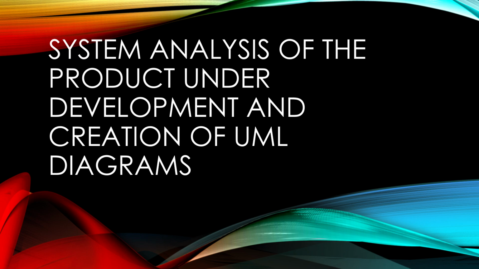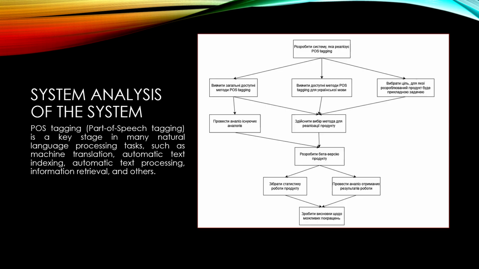So the third work is about system analysis of the product under development and creation of UML diagrams. POS tagging is a key stage in many natural language processing tasks, such as machine translation, automatic text indexing, automatic text processing, and others. It was determined that the tool under development would be a desktop application.